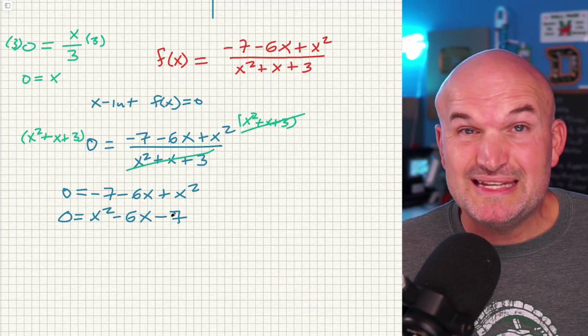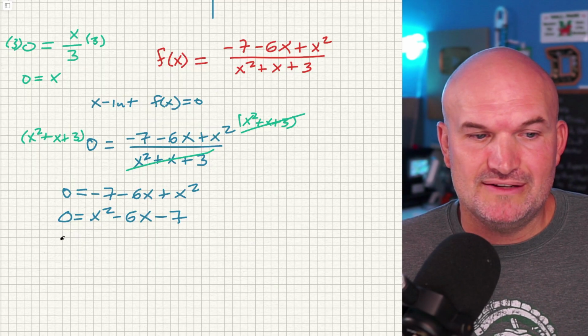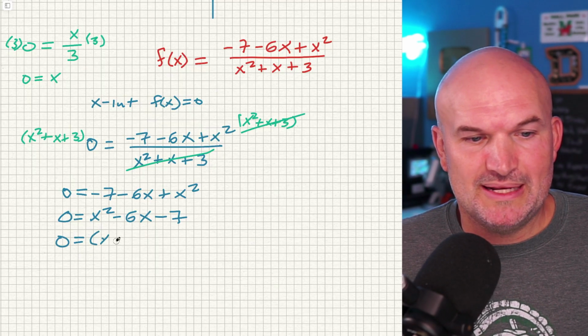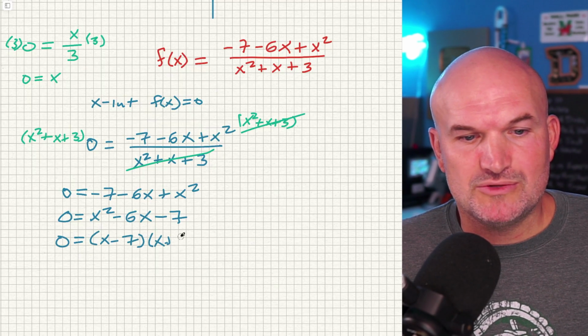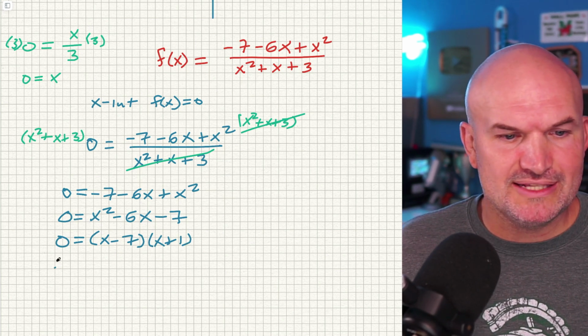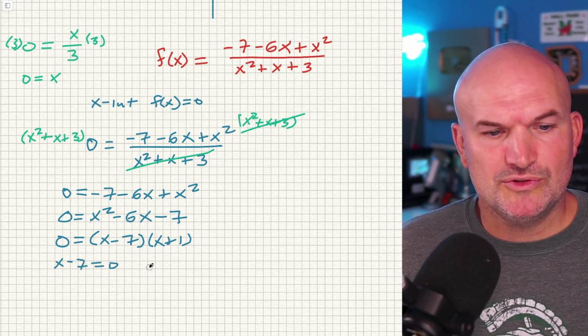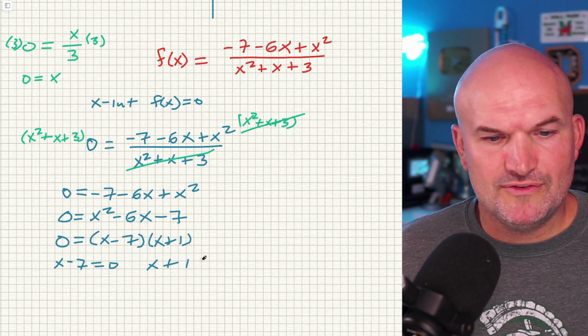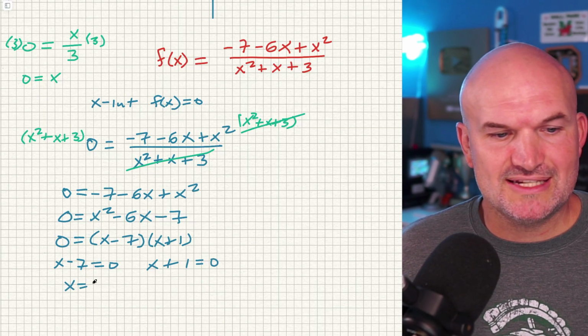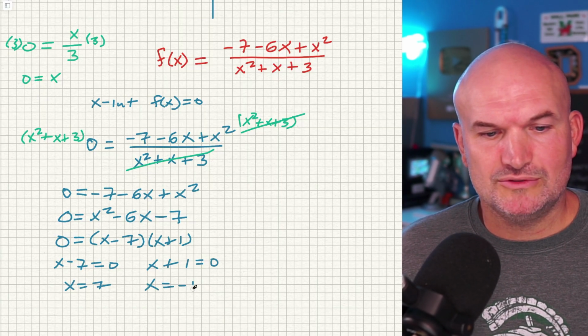What two numbers multiply to give me negative 7, but add to give me negative 6? Hopefully you can see that's going to be (x minus 7) times (x plus 1). Now I can apply the zero product property and set them both equal to 0. So now I can go ahead and solve: x is equal to 7 and x is equal to negative 1.